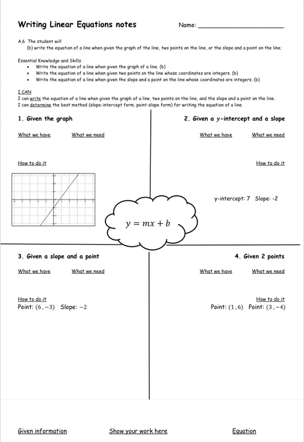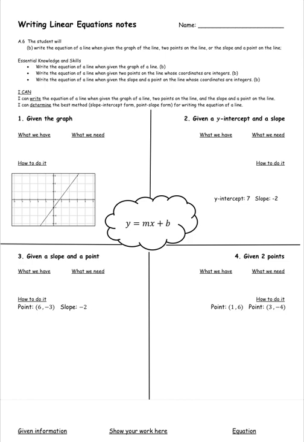For today's lesson, we're going to learn about writing linear equations. By the end of this lesson, you'll be able to write the equation of a line when given a graph, 2 points, and the slope of the line. You'll also be able to determine the best method, slope-intercept form or point-slope form, for writing the equation of a line.